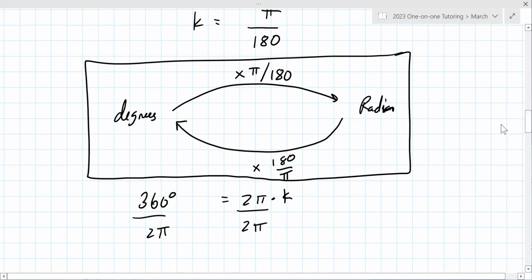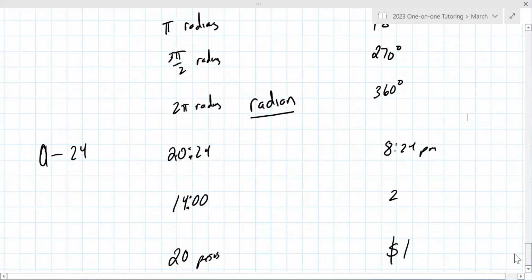But you have to understand the other thing. If I give you a number, like let's say I ask, what is 120 degrees in radians?